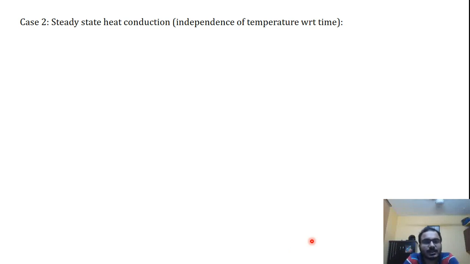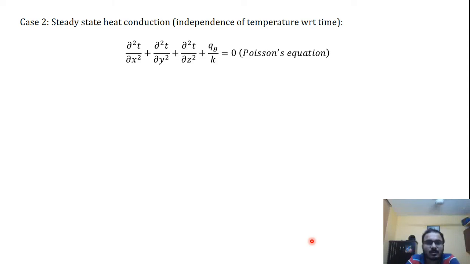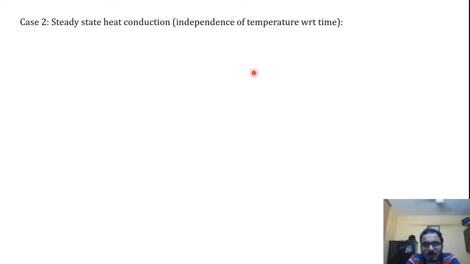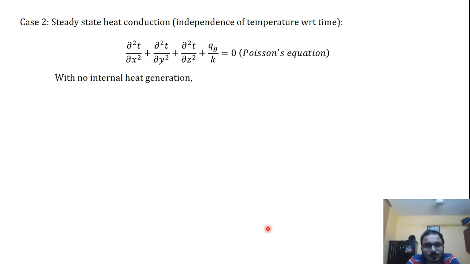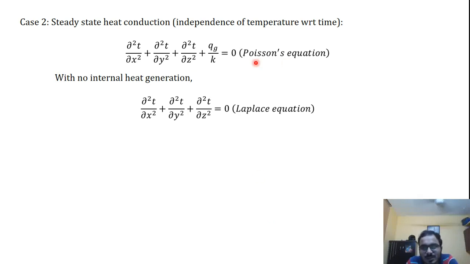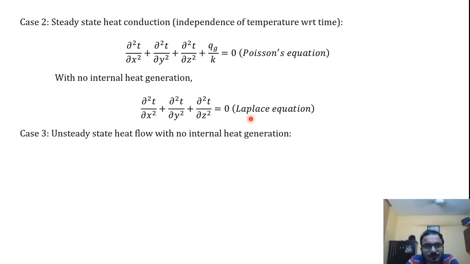Second case is steady state heat conduction, which is independence of temperature with respect to time. If you recall, in this formula we have del T upon del tau. If we say that temperature is independent of time, then this derivative will be 0, so the right hand side will be 0. Now with no internal heat generation, Qg will be 0. So it will result in this equation. The first equation is called Poisson's equation and the second is the Laplace equation.